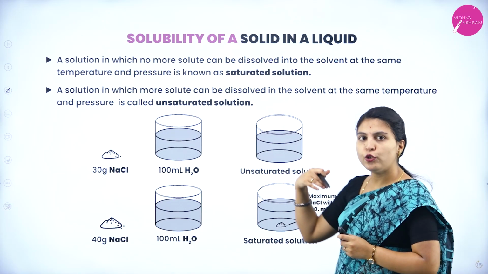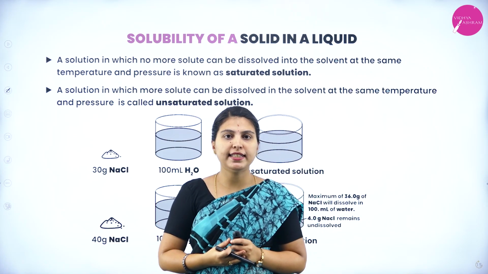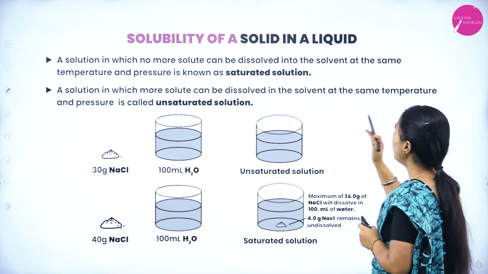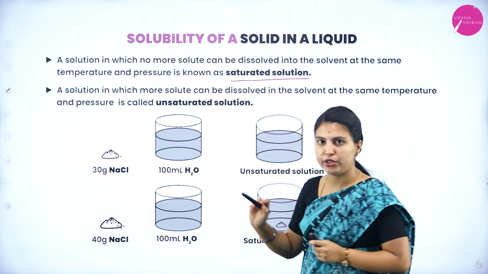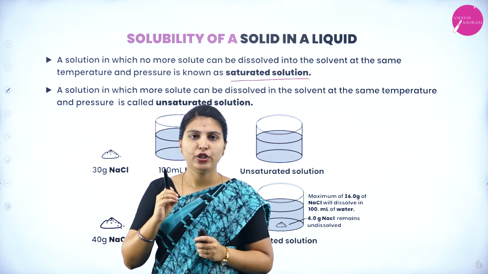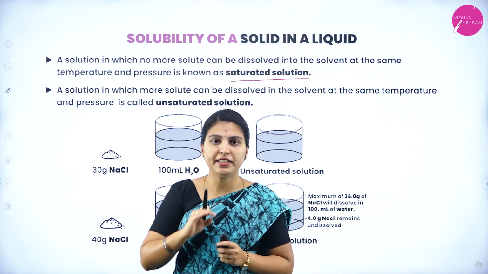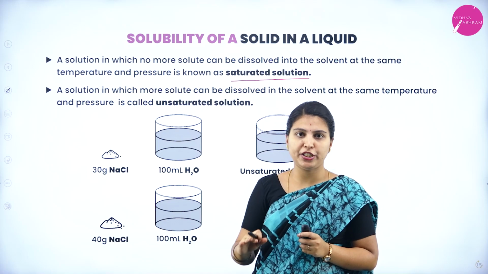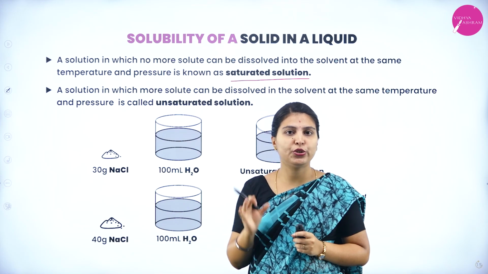If you want to know still more about this, you can understand about saturated solution and unsaturated solution. A solution in which no more solute can be dissolved into the solvent at the same temperature and pressure is known as saturated solution. Take one example of 1 tumbler of water, you can add a little bit of sugar. Initially it will dissolve completely. If you put some more sugar, it will not dissolve. That means no more solute can be dissolved into the solvent at the same temperature and pressure. That means that sugar solution will become a saturated solution of sugar.